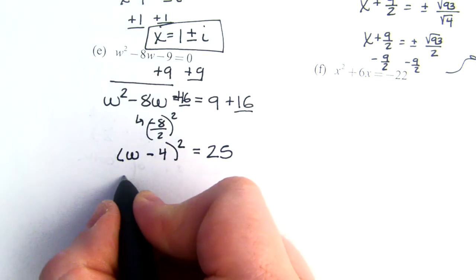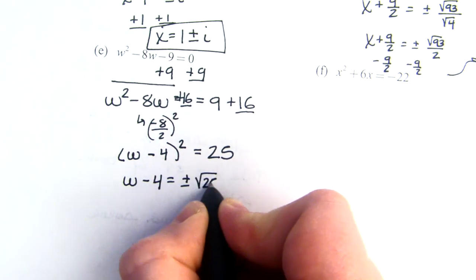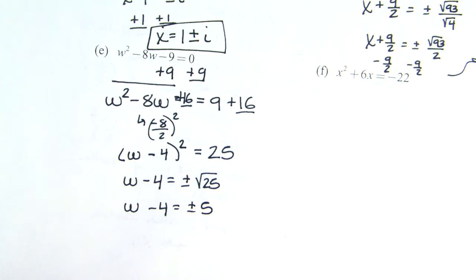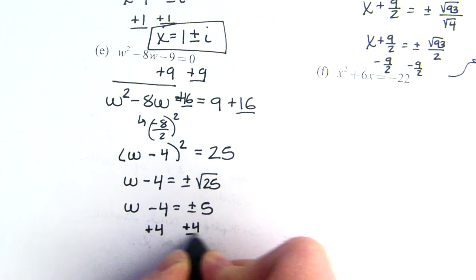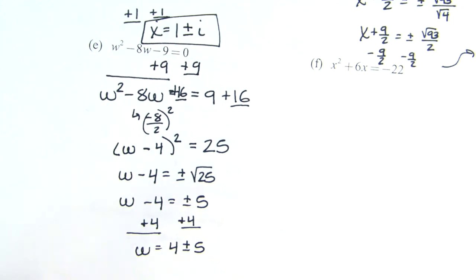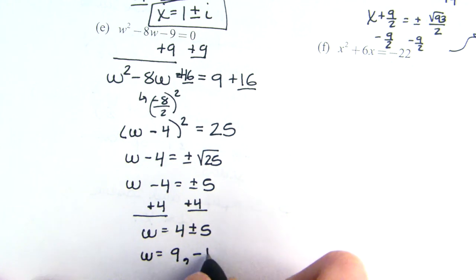I'm going to get rid of the square. W minus 4 equals plus or minus the square root of 25. That's plus or minus 5. We'll finish this off by adding 4 to both sides, and we're going to get w equals 4 plus or minus 5. However, if you don't have i's, you don't have roots, you just have good enough numbers over here, I need you to go a step further and actually do 4 plus 5 and 4 minus 5 and get those two answers. So we're going to say our final answers are really 9 and negative 1.